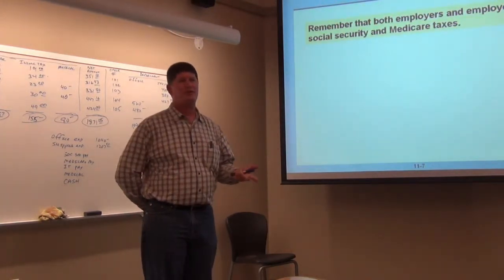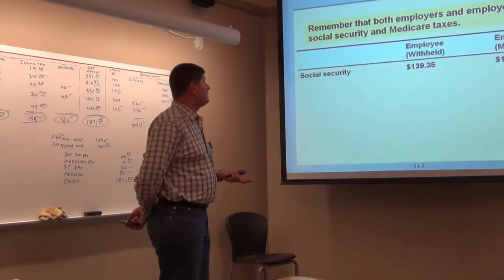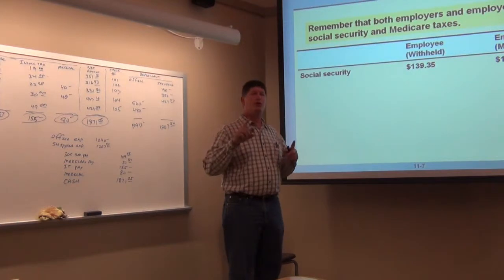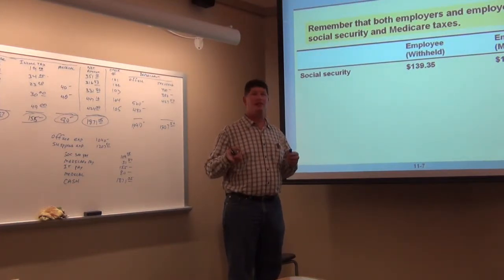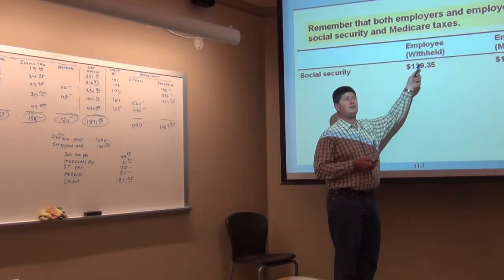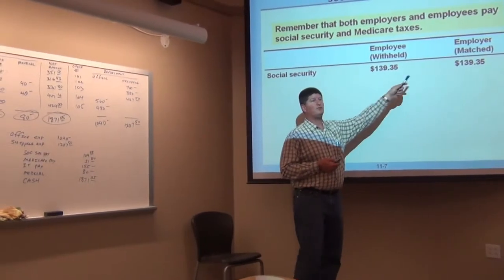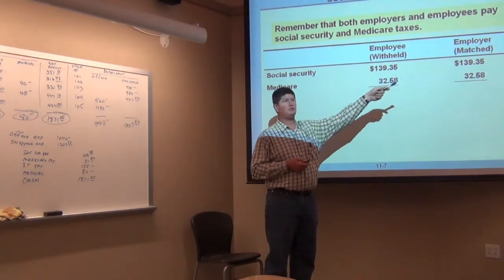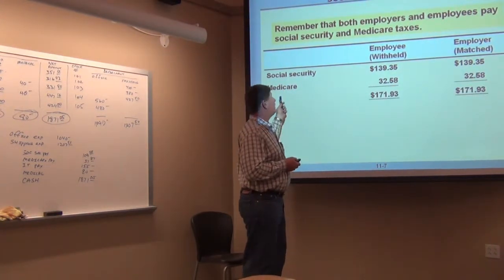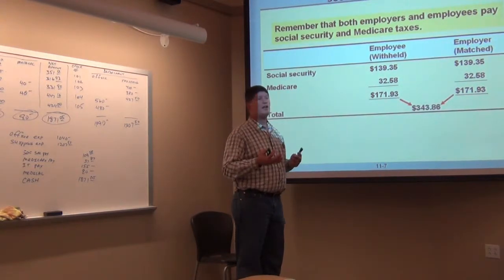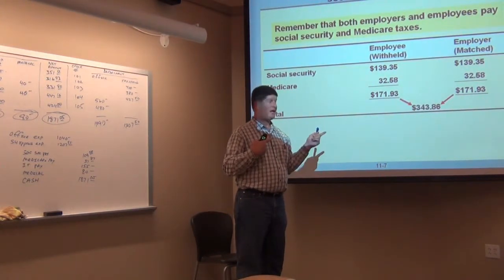Remember that the employer matches the Social Security tax. So when you're calculating, if you're the employer and you're calculating the payroll tax deposit you have to make, you take what was withheld from the employee, you match it for Social Security and for Medicare, you match it. Total those, add them together. Those two together is $343.86 in this example.